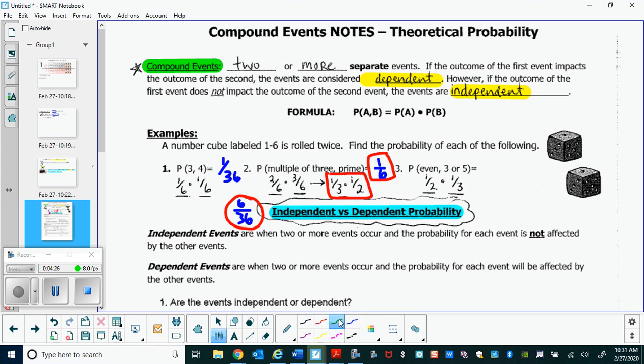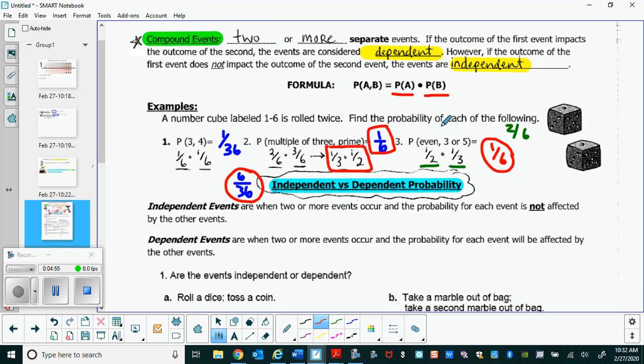Now for the last one, you'll notice I've gone ahead and reduced. You know that half of them would be even. The chances of us getting even is half. And a 3 or a 5, that's 2 out of the 6. And so that reduces to a third. So then here when we multiply, we'll get a 1 out of 6. Okay? So when finding the probability of two events occurring, you just take the probability of the first event and then multiply it by the probability of the second event.